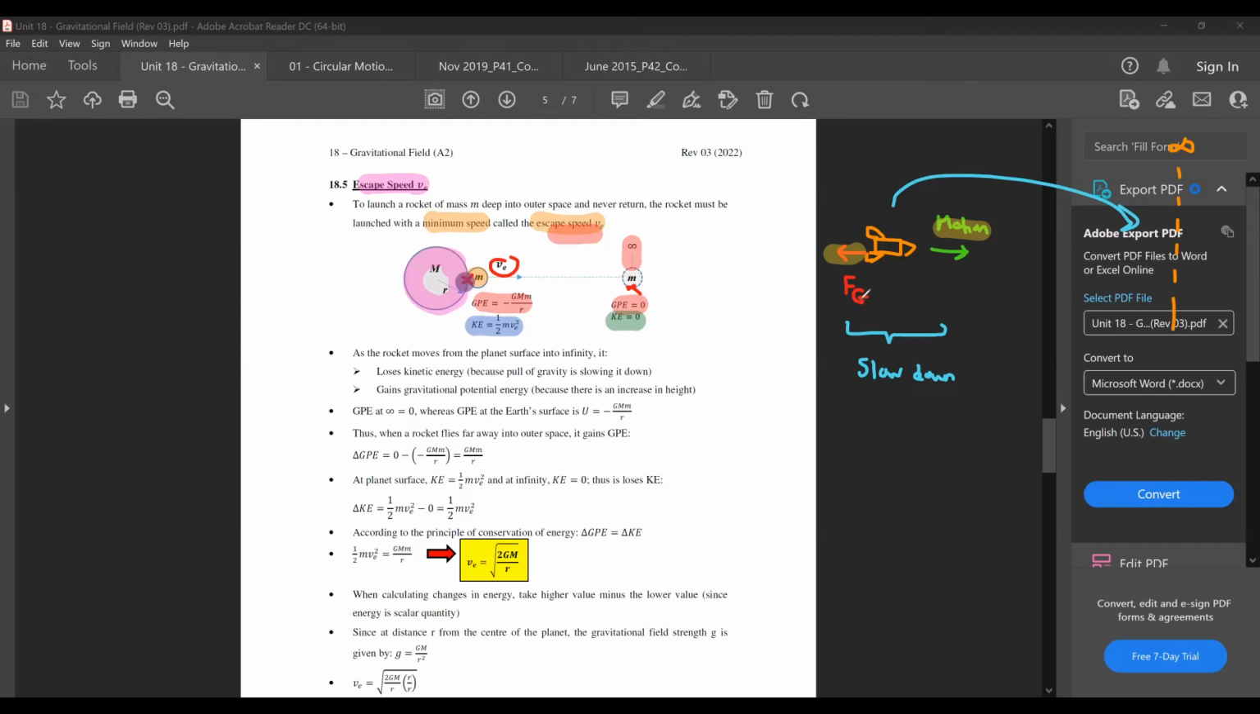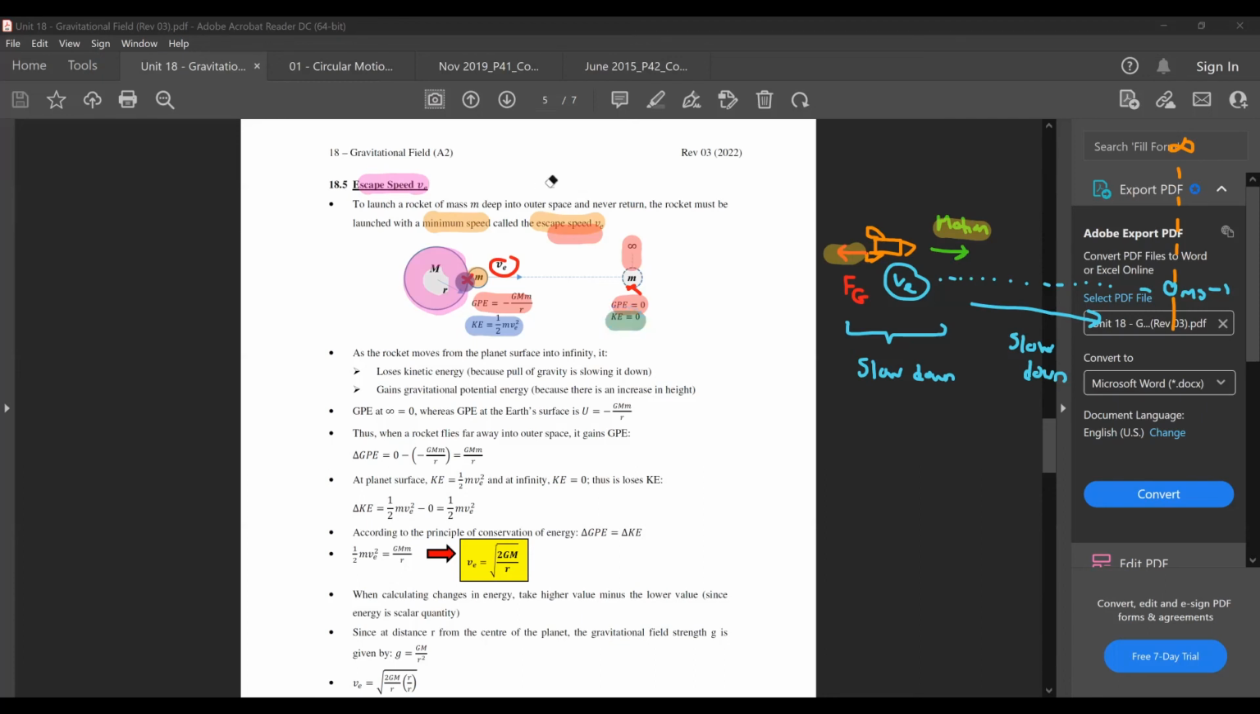So it will be reasonable to assume that if you were moving with an initial speed of VE, the escape speed, as you go all the way towards infinity, you will start to slow down until you reach 0 meters per second at infinity. That's why your KE here is going to be 0. So maybe I just write it here: you will slow down. These are the two. That's why I can say that your KE here is going to be 0.